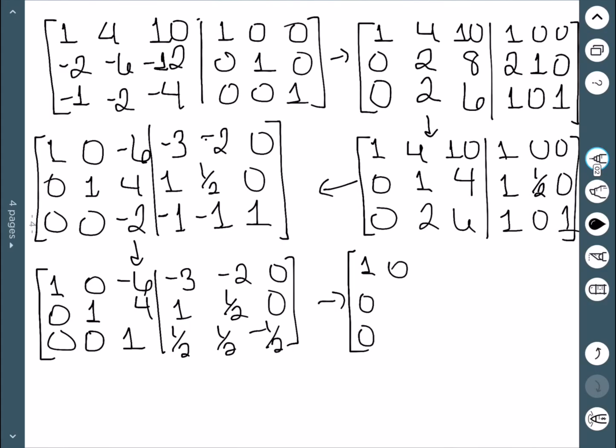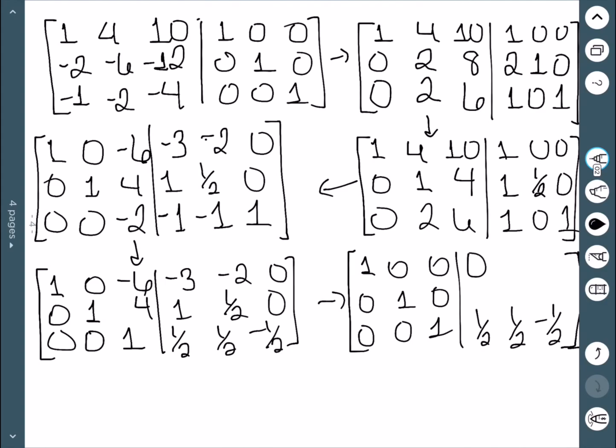Finally, I'll get zeros in the rest of the third column. My last row is set. To get the 0 in the first row, I would need to multiply by 6. 6 times 1/2 is 3, minus 3 is 0. 6 times 1/2 is 3, minus 2 is 1, and 6 times -1/2 is -3, plus 0.